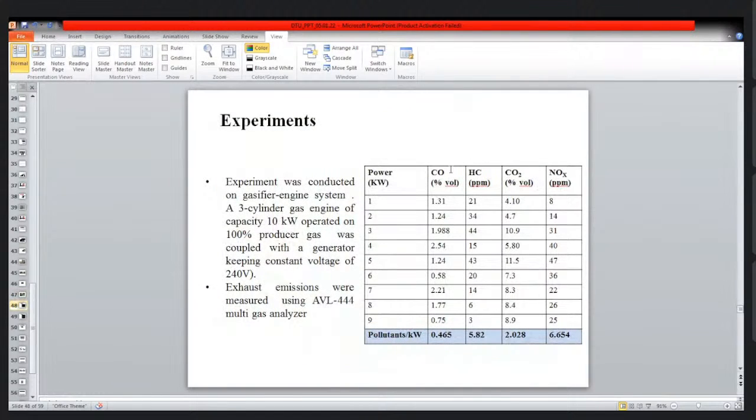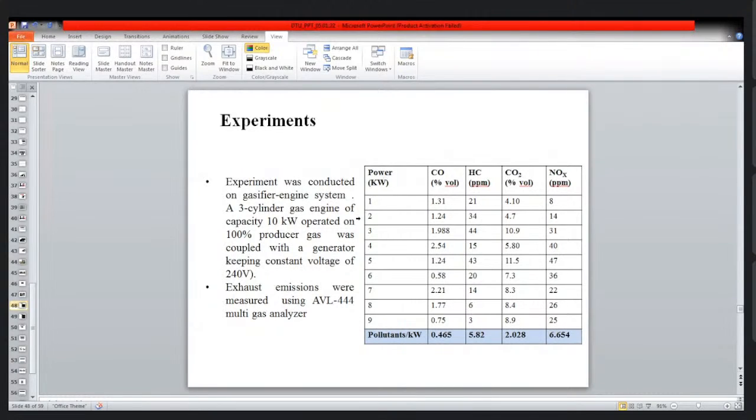Now, experiments were also carried out to observe the emissions from the system, carbon monoxide at different power ratings. The pollutants per kilowatt, carbon monoxide, hydrocarbons, carbon dioxide and NOx emissions at different power ratings were observed, and the average was also taken. A 10 kilowatt, 3-cylinder engine was used, situated in the Mechanical Engineering Department at IIT Delhi.